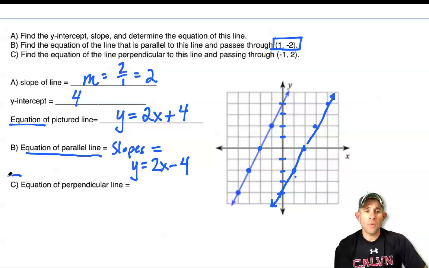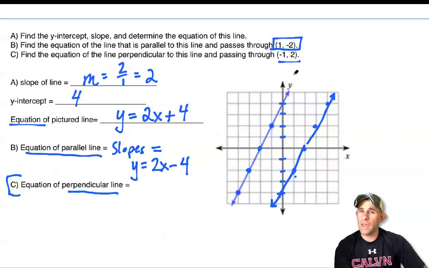All right, the last one here we're going to leave for class discussion. Finding the equation of a line that's perpendicular to this line and passes through the point negative 1, 2.